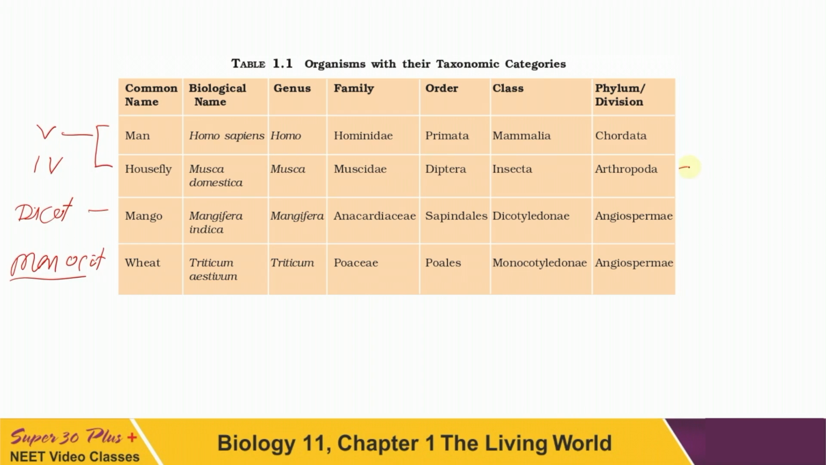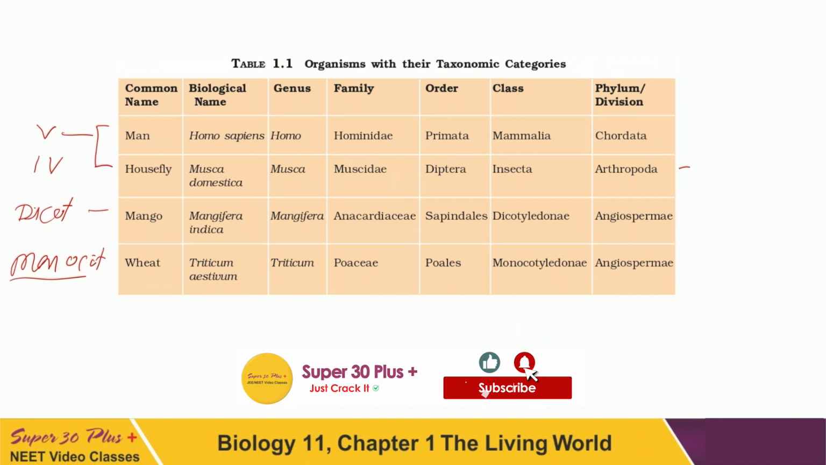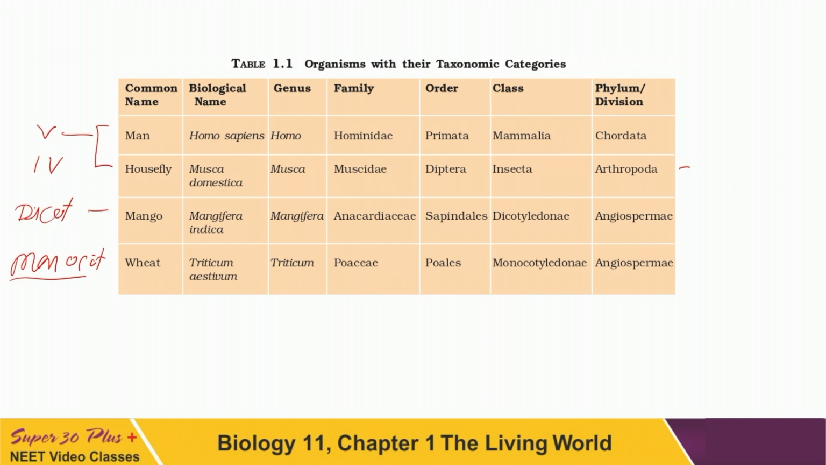In case of plants, yes, mango, this is Mangifera indica. Mangifera is the genus, indica is the species. Anacardiaceae, the suffix here is ACEAE, is the family for mango. Sapindales is the order. The class is Dicotyledonae, and the division is Angiospermae. Wheat, Triticum aestivum. Triticum is the genus, aestivum is the species. And Poaceae is the family, order is Poales, class is Monocotyledonae, and the division is Angiospermae.